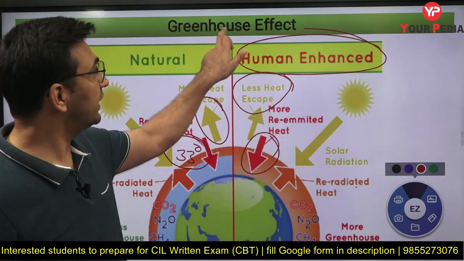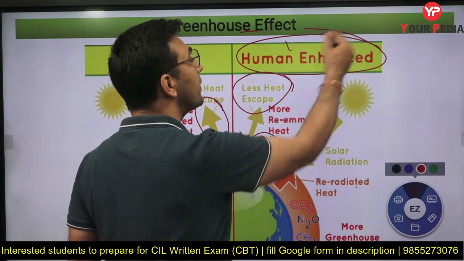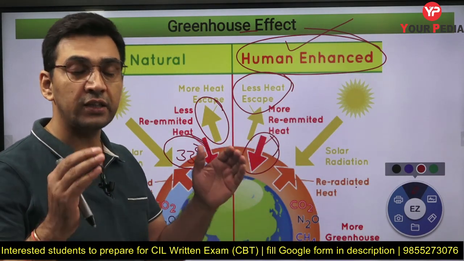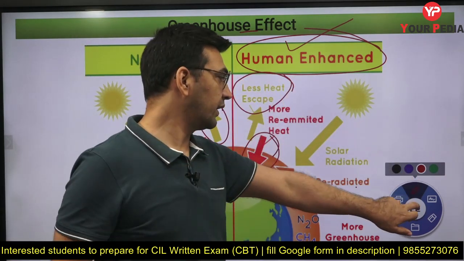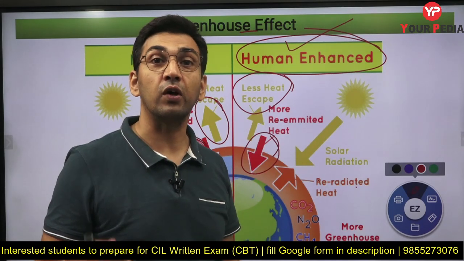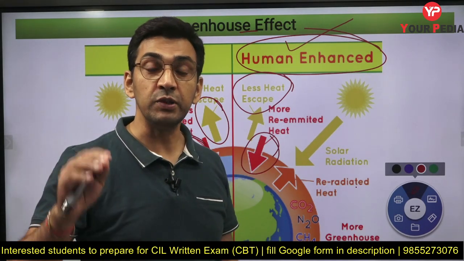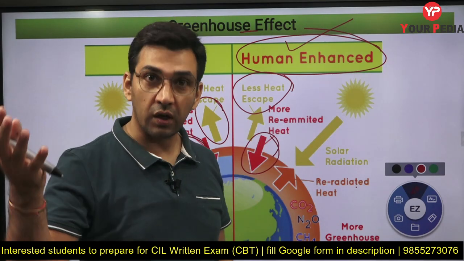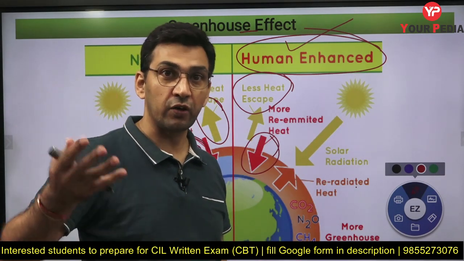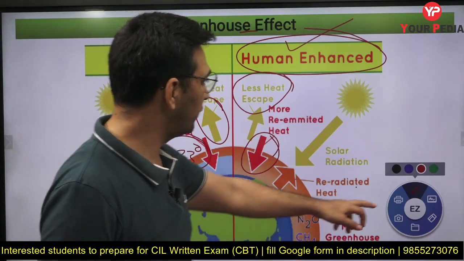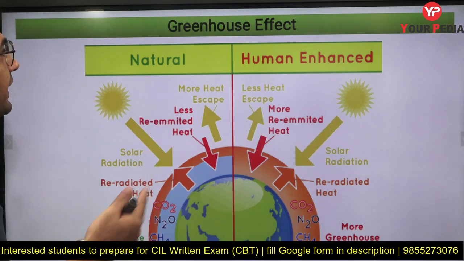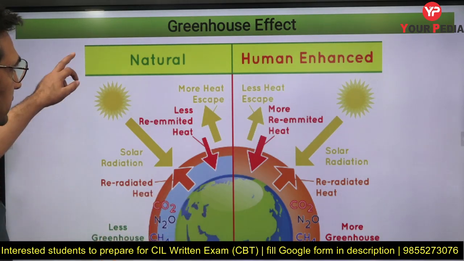So this greenhouse effect, we call it the human enhanced greenhouse effect. Because of human activities, you have increased the greenhouse effect, and this overall increase in the temperature of the Earth's atmosphere, we are calling global warming. That means the Earth's atmosphere is getting warmed up over a period of time at global level. That is why we call it global warming. So global warming is simply the increased greenhouse effect on the Earth's atmosphere.